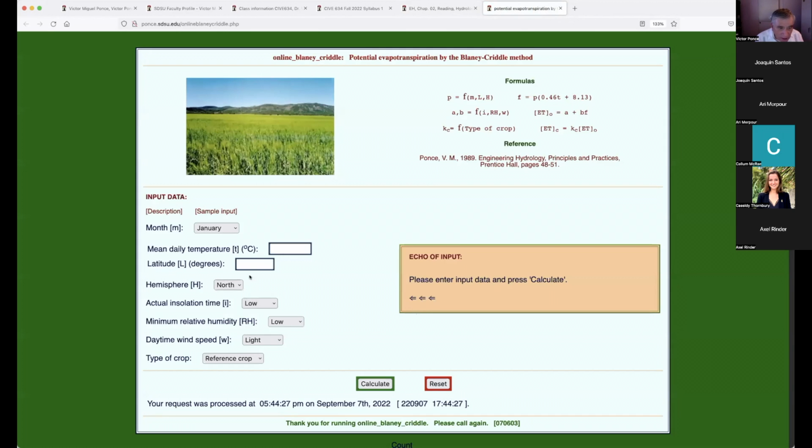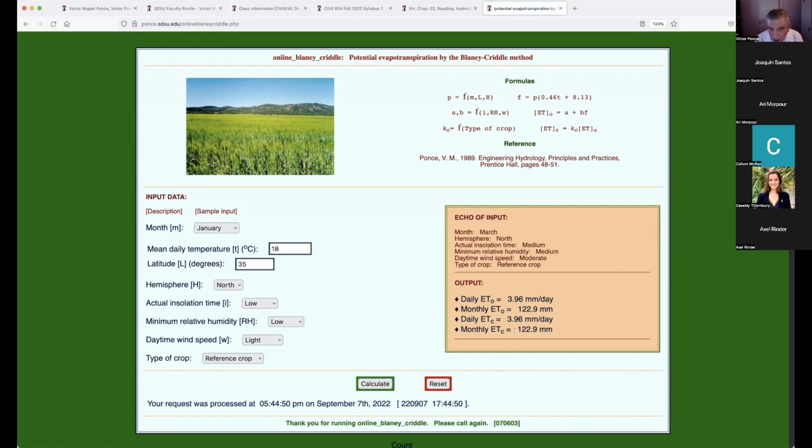So let me go over here, and we're going to say, what month is it? March, latitude 35, mean daily temperature, I think I said 18, right? Hemisphere is north. And in here, actual insolation is going to be medium, medium, and daytime wind speed, moderate. And the type of crop is going to be the reference crop. So the calculation is the daily ETC, monthly ETC is 122.9 millimeters.